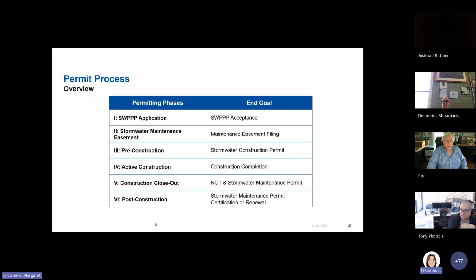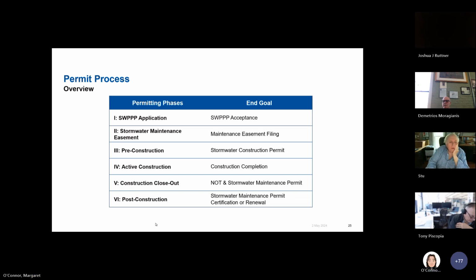For construction closeout, NOT is the notice of termination. And we use the state's notice of termination to close the permits. Also, if there are long-term management practices, we have a stormwater maintenance permit. And that stormwater maintenance permit requires the owner to do certain things, as well as you have to file surveys, engineering survey, and a long-term operation and maintenance plan.